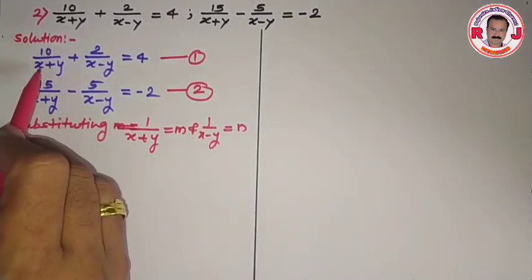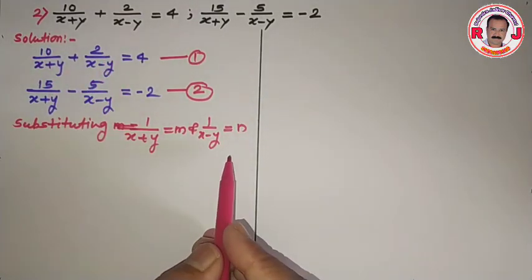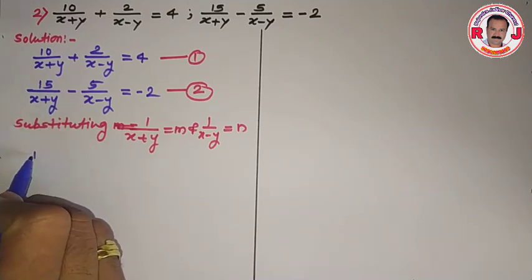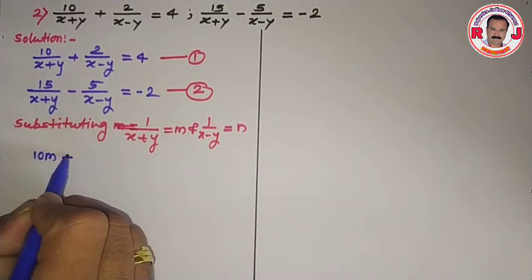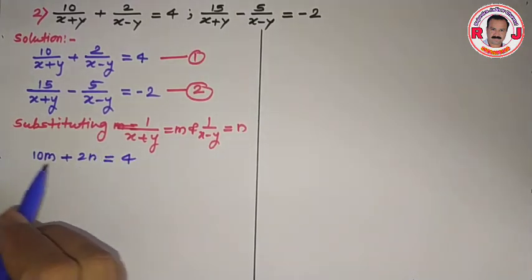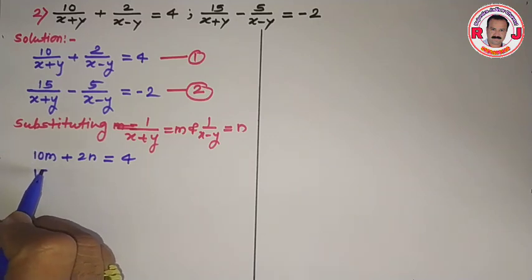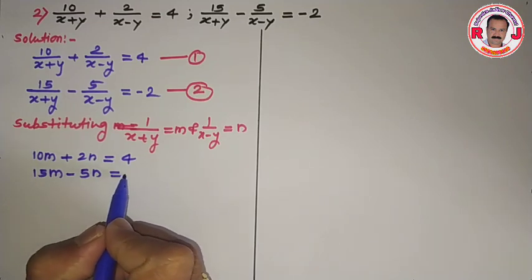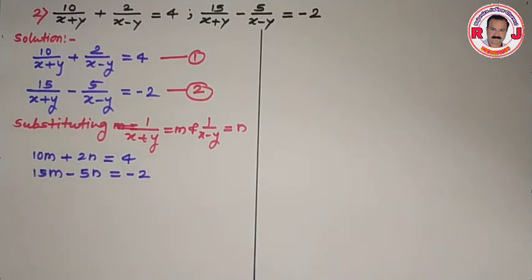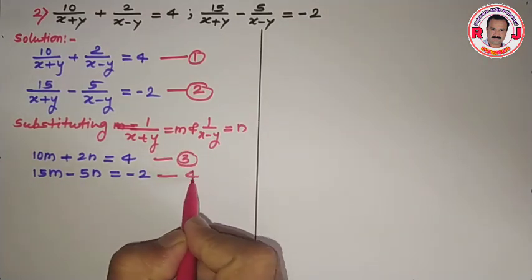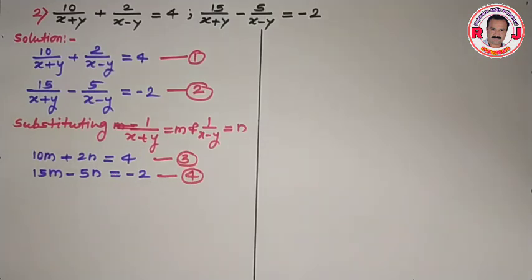या ठिकाणी 1/x अधिक y आणि 1/x वजा y यांच्या जागेवर m आणि n किमती लिहून समीकरण लिहूया. Here this equation is 10m plus 2n is equal to 4. Equation second, 15m minus 5n is equal to -2. This is the equation 3 and this is the equation 4. या ठिकाणी समीकरण 3 व 4 आलेलं आहे.